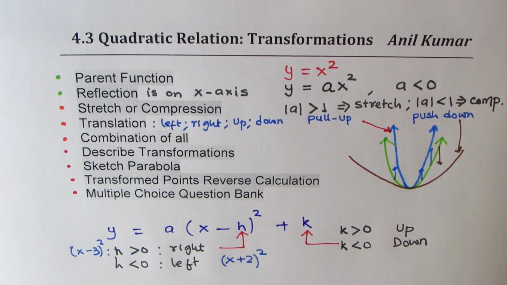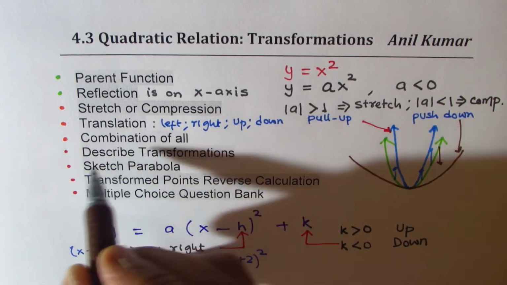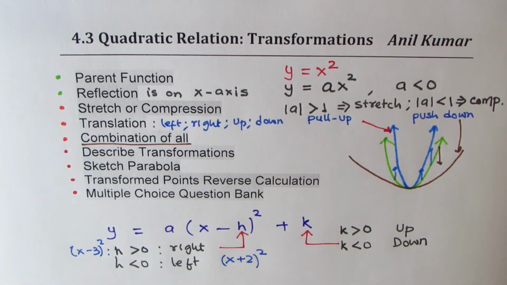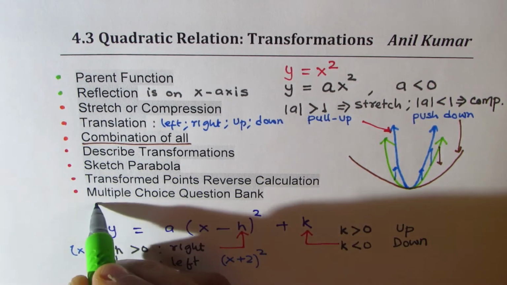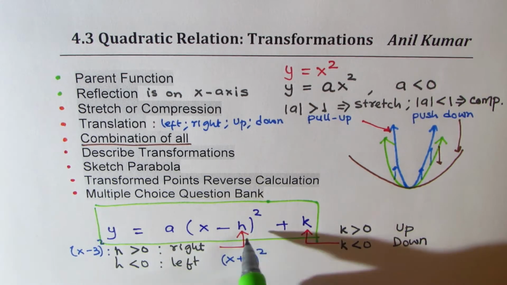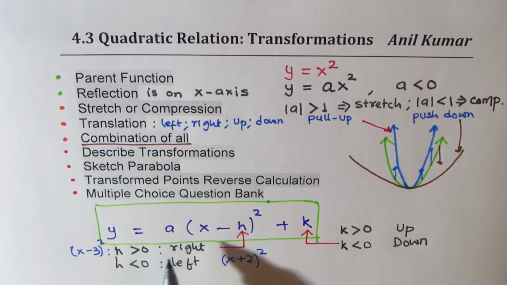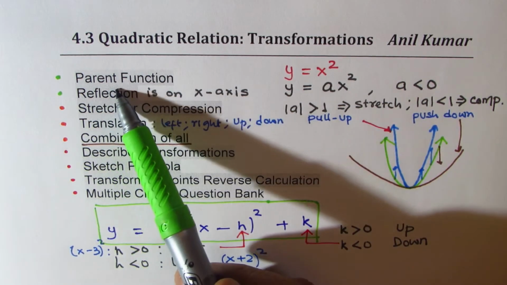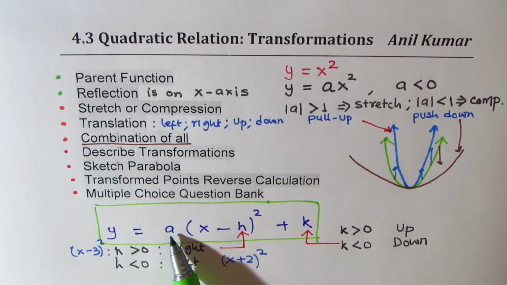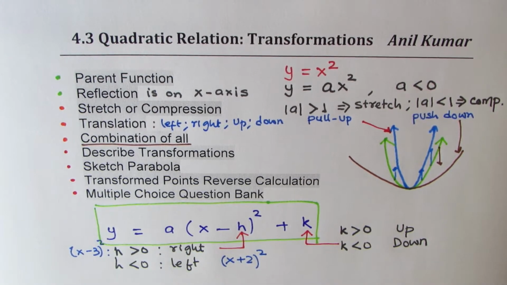So we got the basics of all this, and then of course we can combine them all. If we combine, what we get is shown here. Let me highlight this now. Right, so let's get back to this equation. A gives you a couple of things. It tells you reflection, vertical stretch, and vertical compression, depending on whether a is positive or negative. If it is negative, only then it reflects.